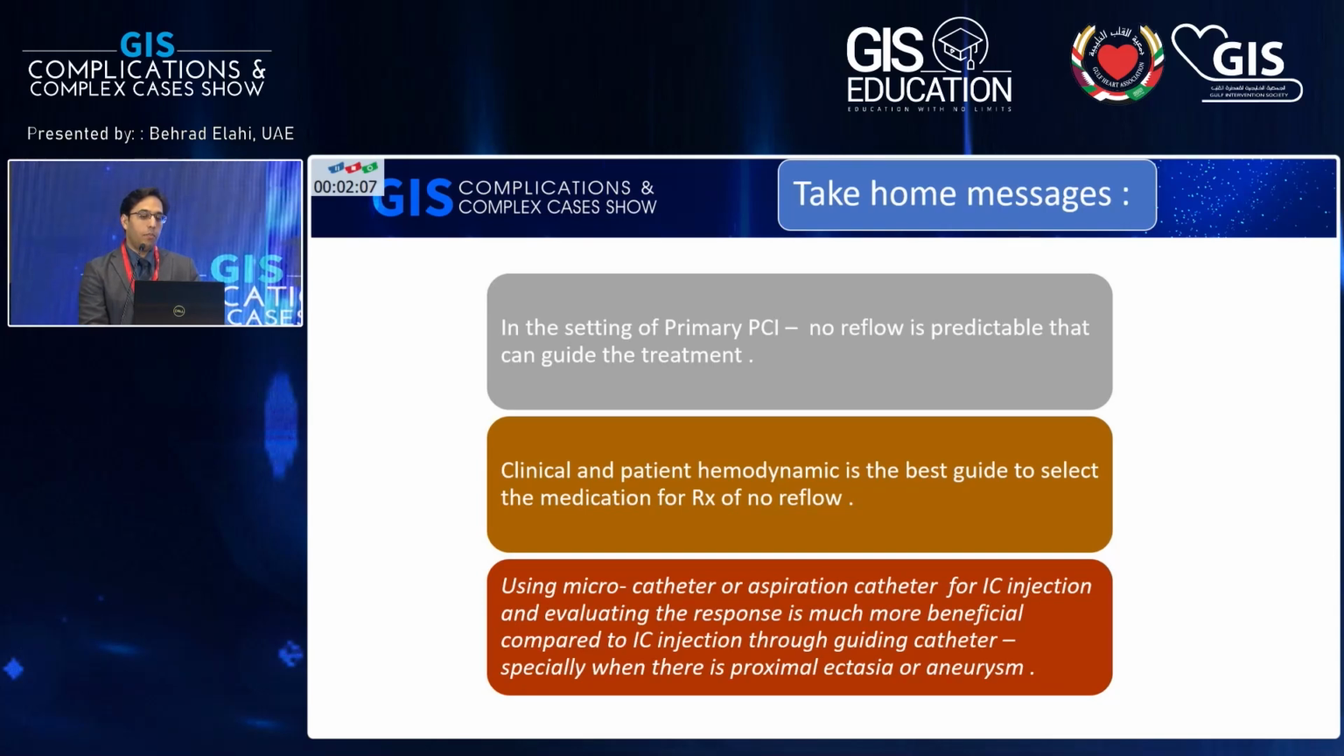Take-home messages: first, in the setting of primary PCI, no-reflow is predictable. Clinical status and patient hemodynamics are the best guide to select the medication to treat the no-reflow phenomenon. And it is usually recommended to use a microcatheter or aspiration catheter for direct intracoronary injection, for delivering the medication and also for taking good pictures.